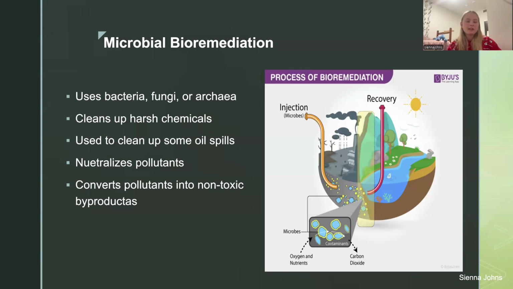One type of bioremediation is microbial bioremediation. It is the use of bacteria, fungi, or archaea to break down or neutralize pollutants in the environment. Microbes can metabolize harmful substances, including oil spills, heavy metals, pesticides, or other toxic wastes, and convert them into less harmful or non-toxic byproducts. There are multiple techniques to microbial bioremediation, including bioventing and biosparging.